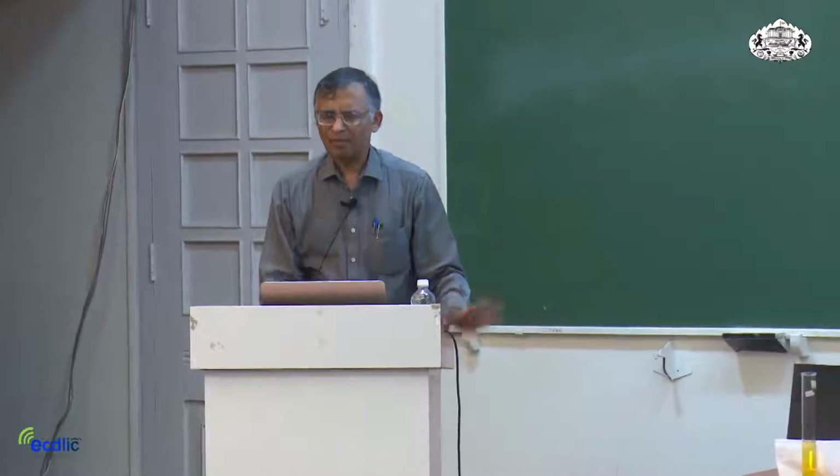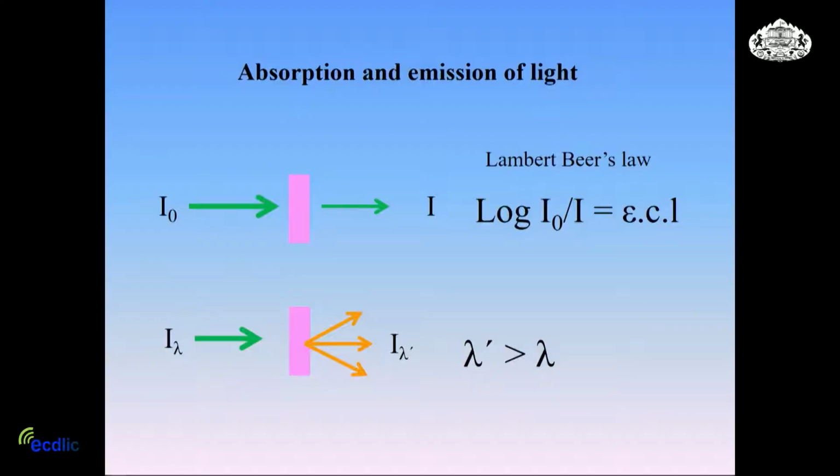You all have studied this thing, absorption and emission of light, right? Right now I want all the lights to be switched off. What I show on the top is essentially absorption of light, and you all know Lambert-Beer's law. The second one is emission of light, fluorescence, where you absorb one color of light and then you emit a different color.